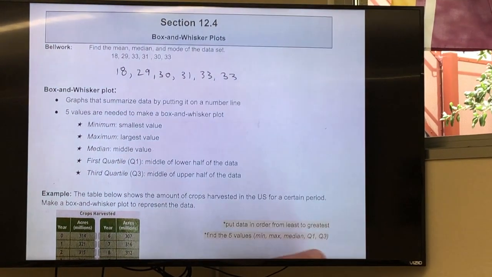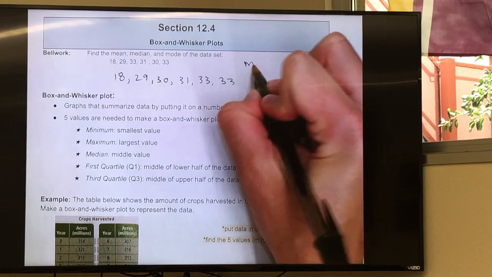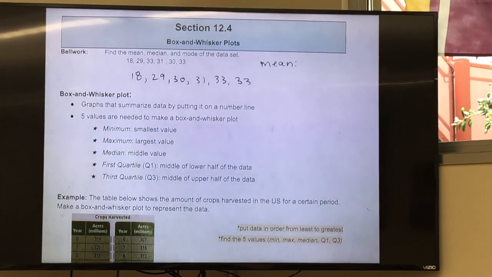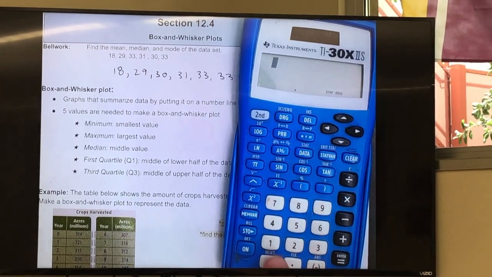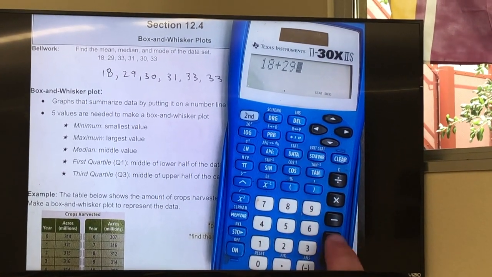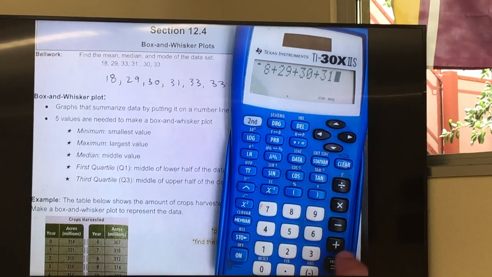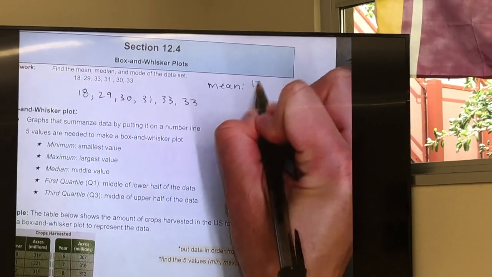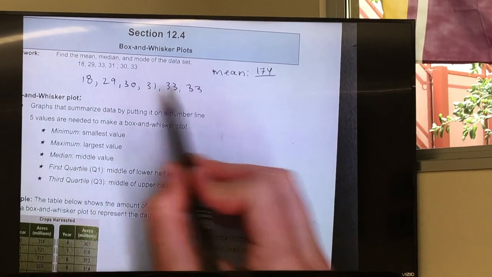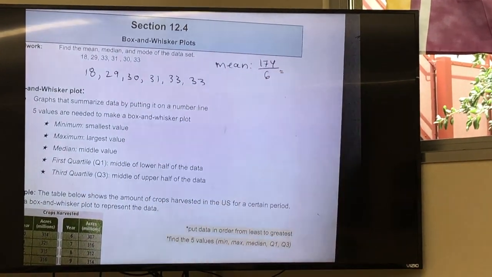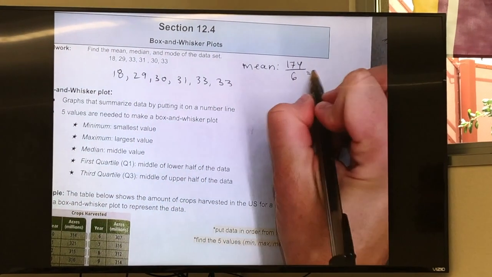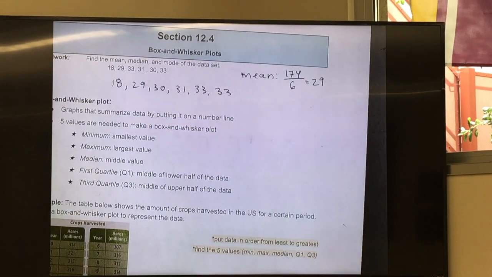6, 6. All right, and then let's start with the mean. Mean is the average, so we would add them all up. Handy dandy calculator. 18 plus 29 plus 30 plus 31. I get 174, and I divide by how many there are. There were 6 of them. Again, in the calculator, 174 divided by 6. The mean, or the average of the data, would be 29.